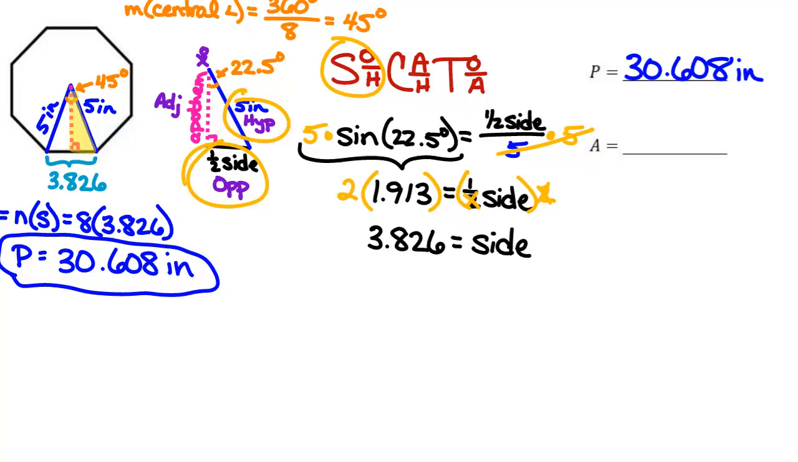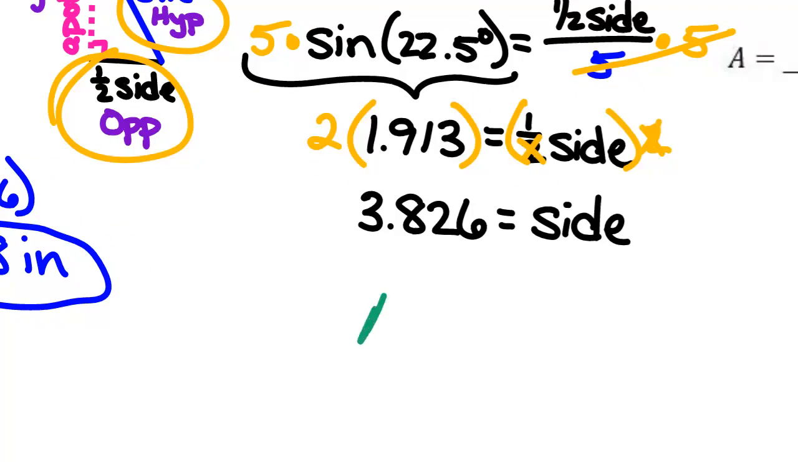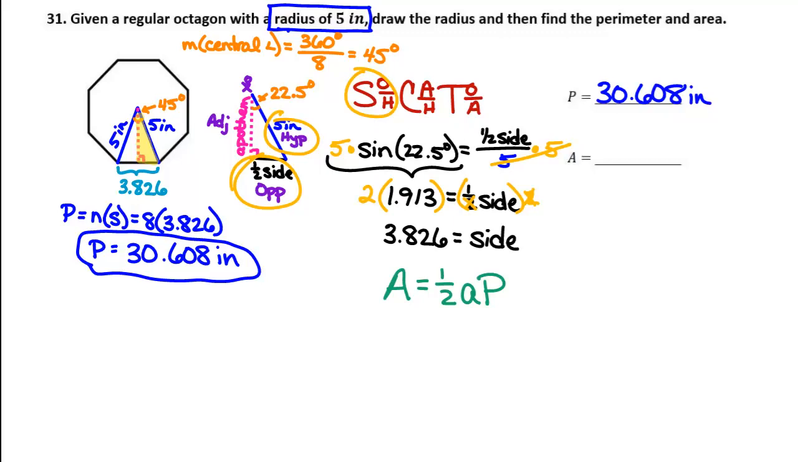And now we need to find the area of this. Well, the area of a regular polygon is 1/2 apothem times perimeter. I know how big the perimeter is, but I don't know how big the apothem is. The apothem was my adjacent side over here. And I'm going to keep using the hypotenuse because that was a nice whole number. That's easy to work with. Which one, sine, cosine, or tangent, will let me use the adjacent and the hypotenuse?